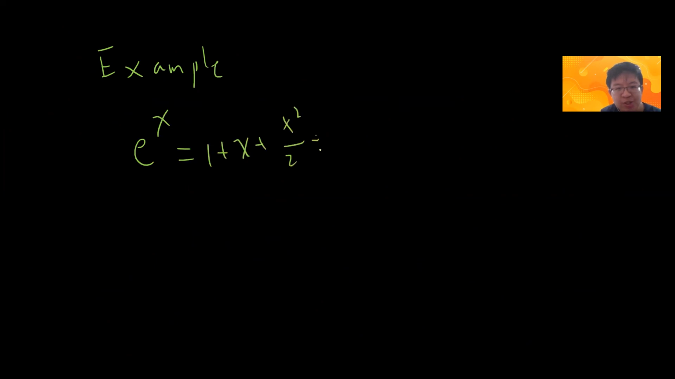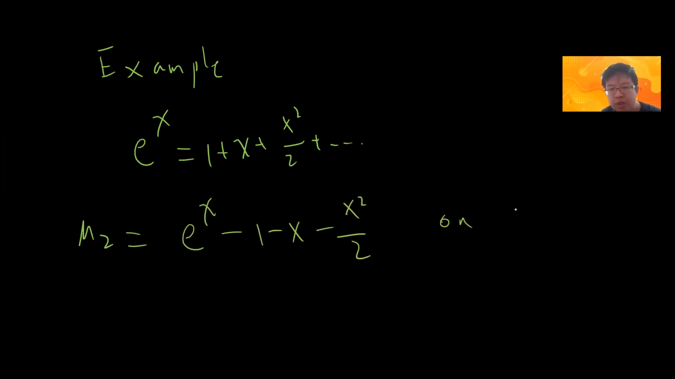Let me quickly do some examples. Most smart people know this sequence, but how do you know the error term? So how about m2? You write m2 is exponential x minus 1 minus x minus x squared divided by 2. Let's say you're working on the interval 0 to b. Can you bound the m2? By the theorem, it's very easy.